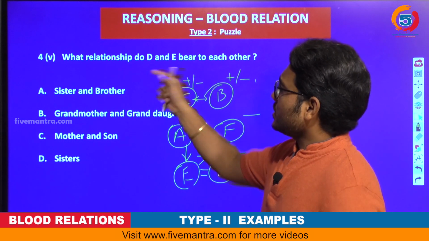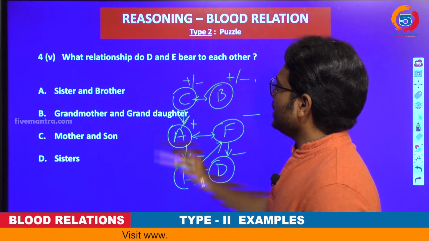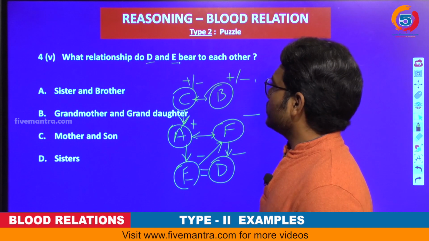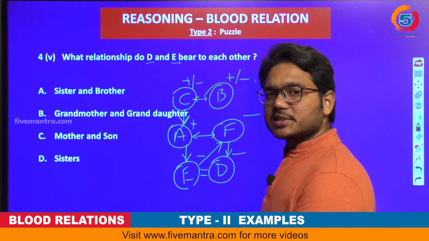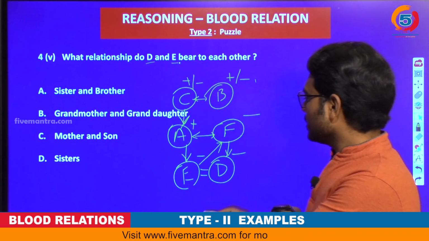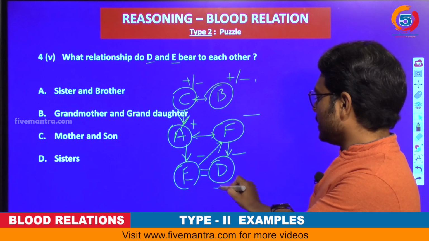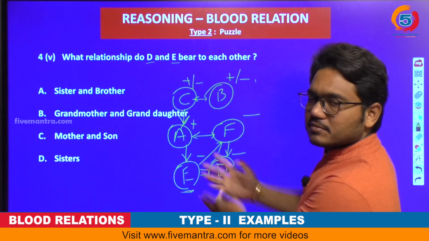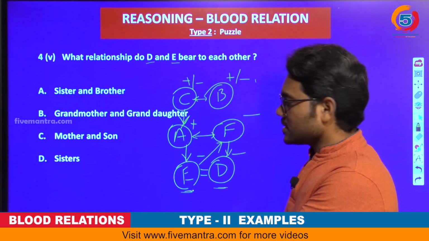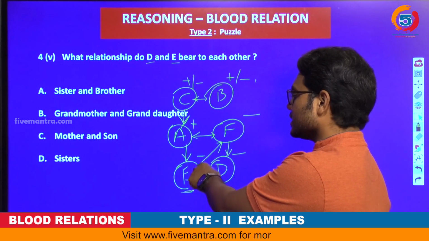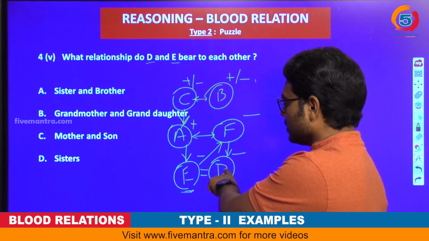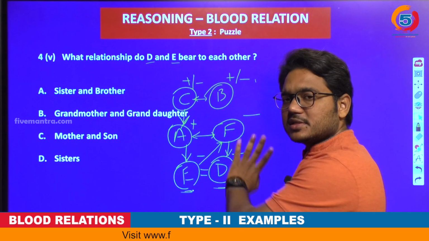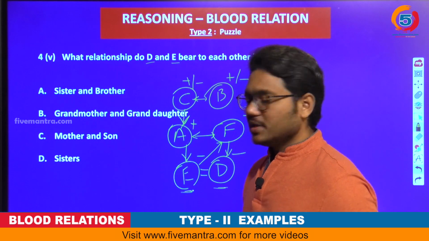What is asked in this? What relationship do D and E bear to each other? Where are D and E? Just identify from this relationship tree. So these are D and E. So how are they related? Obviously these two are children, so they must be siblings. What are the genders of those two? D is female, E is female. Obviously they both are sisters.